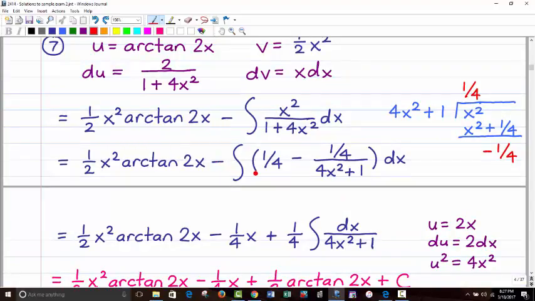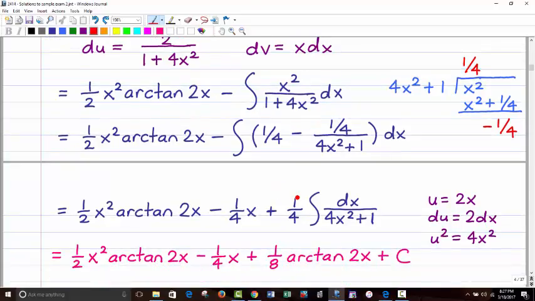So be careful with this negative, because it distributes all the way through. So it makes this a negative right there in front of that. Negative times negative is positive. And so the antiderivative of 1/4 would be 1/4 x.